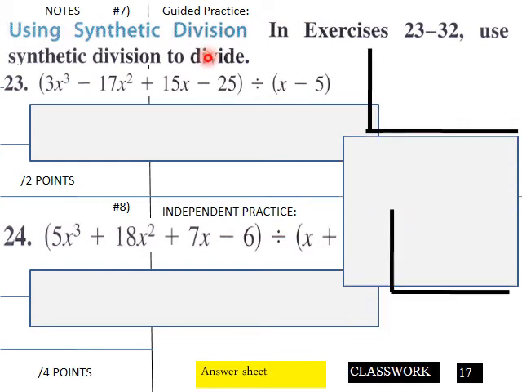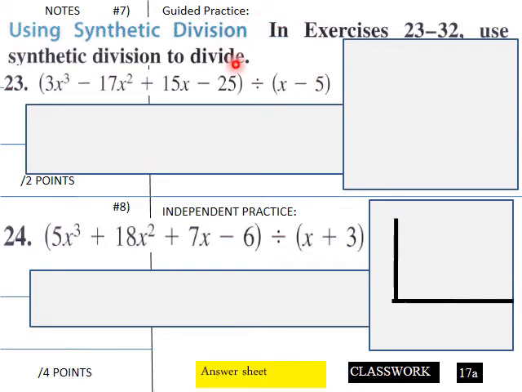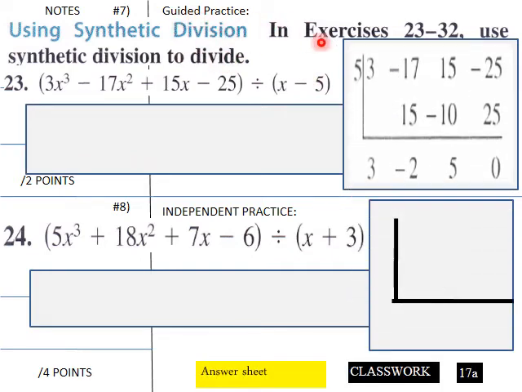Okay, so now our guided practice using synthetic division. We're going to divide this by this. Okay, so doing our guided practice here, here is our setup for synthetic division. We change the sign here and put it out here as our divisor. And then here is our original dividend here, 3, negative 17, positive 15, negative 25.